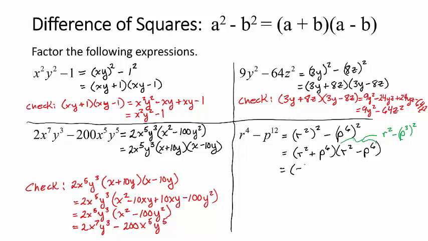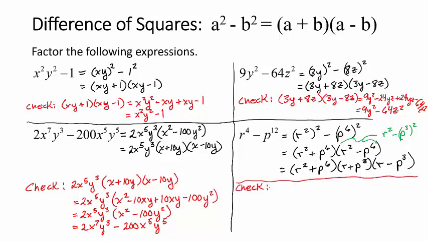So once again, we can use the difference of squares. Now r squared plus p to the sixth. Remember, we cannot factor the sum of squares, only the difference of squares. So it's only that second binomial that we can get anything more out of. So we're going to have r plus p cubed times r minus p cubed. And that is fully factored, right? No more difference of squares to be found in that statement.